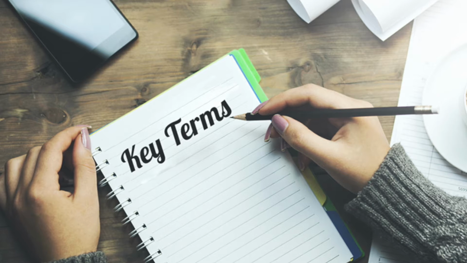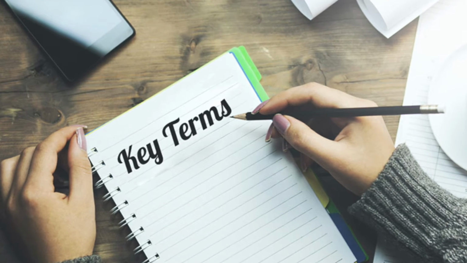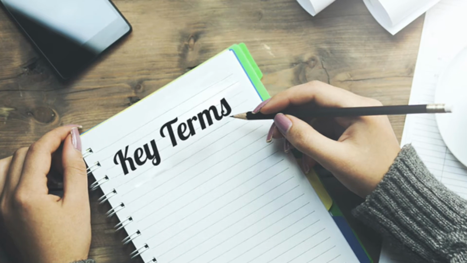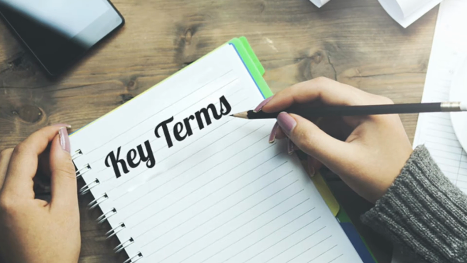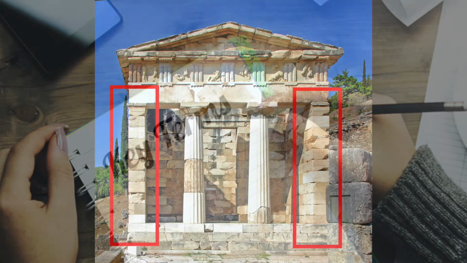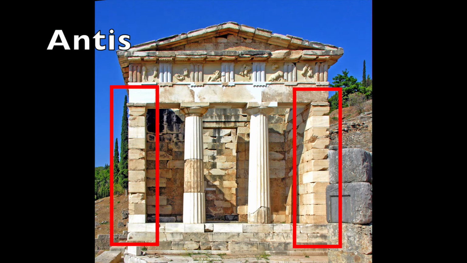Before we delve into this period of art and architecture, it is important to understand certain key terms. These terms will help explain the architectural elements of Greek temples. Firstly, an antes is a slightly protruding column at the end of a wall, made by thickening the wall or attaching a separate strip.